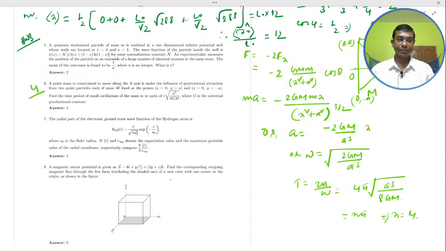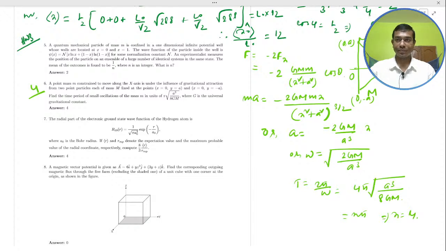Next question, question number 7. The radial part of the electronic ground state wave function of the hydrogen atom is defined by this equation. If R expectation and R_MP denote the expectation value and the maximum probable value of the radial coordinate respectively, compute 8 by 3 R expectation by R_MP. Simple. So this is the ground state of the hydrogen atom, for n equal to 1.